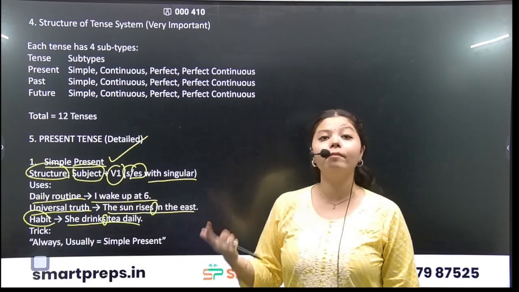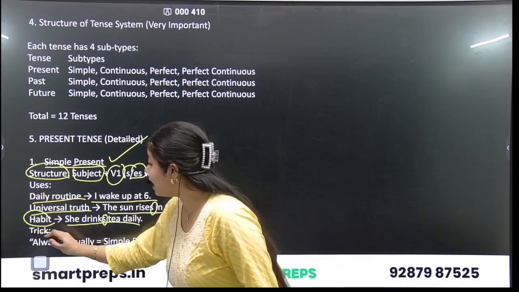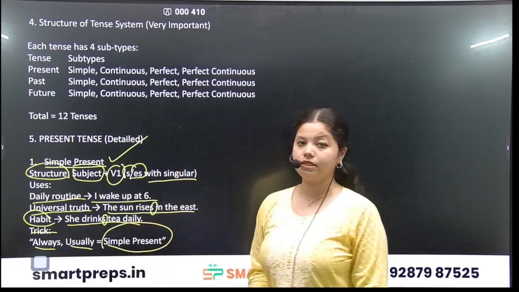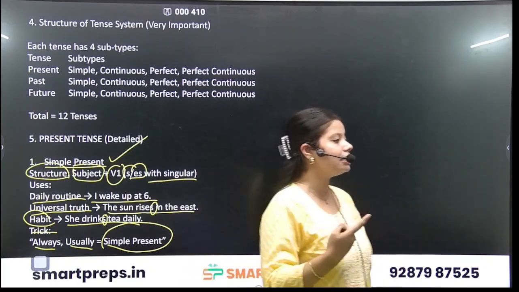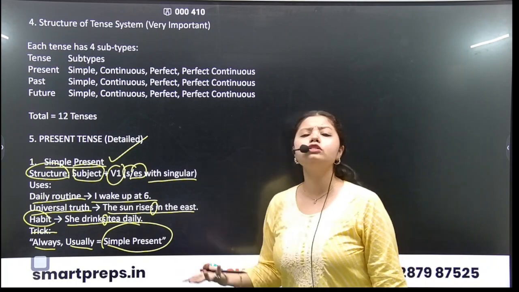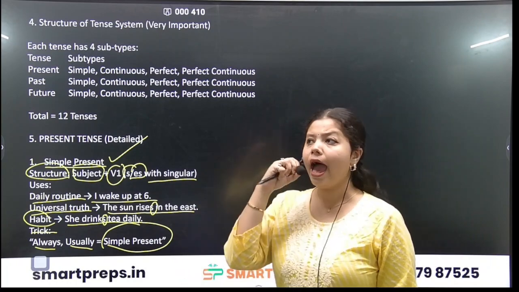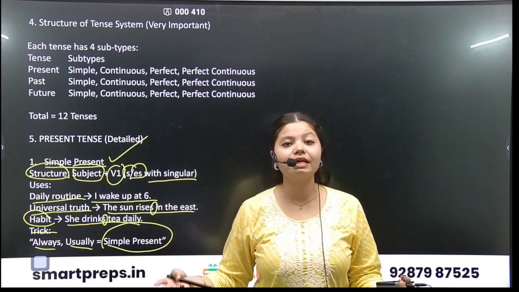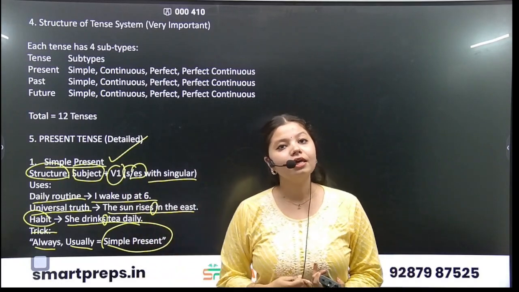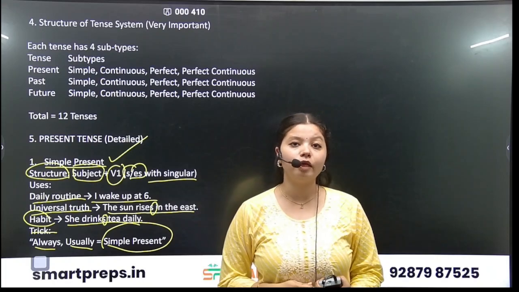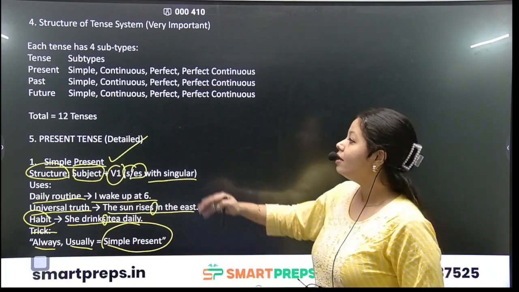How do we remember? The trick is that always, usually, equal simple present. Always means it is my habit of doing it. And also usually, most of the time. And also those facts that are universal, that we all know, for example, the sun rises in the east. It's a universal truth. So simple present tense will always be used in this kind of present tense.